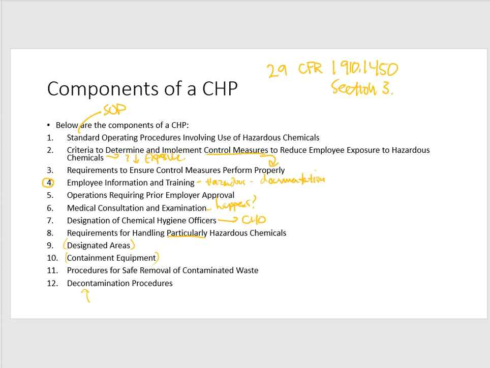So at this point, I'm going to stop the video, and in the next video, we're going to continue on. And we're going to talk about the CHP in a little more detail, talk about some of the components that you might see on the inside and how it should be organized and where you should be able to find it. And we'll just keep trucking on throughout the CHP world.